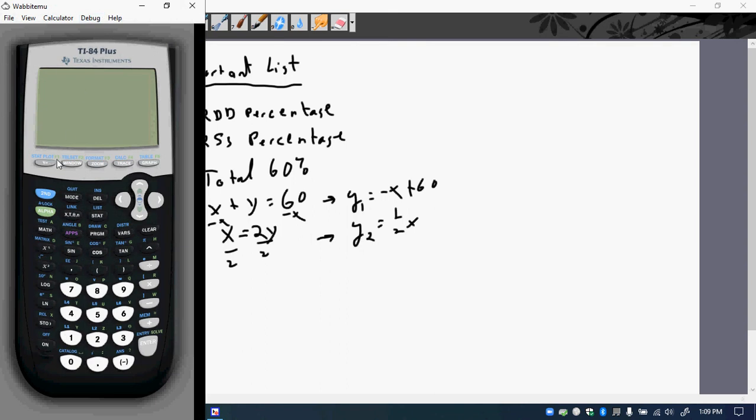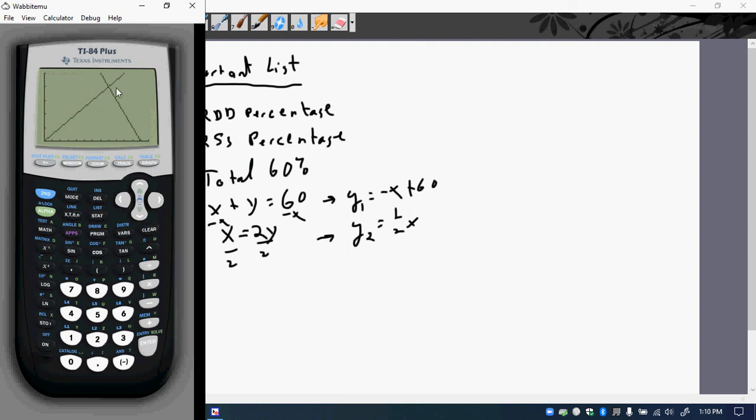So I'm going to go to Y equals, and I put them in, negative X plus 60, and then 0.5 X for the other one. And then I hit graph, and so here's my graph. For my window, since I knew it wasn't going to get bigger than 60, I went from 0 to 65. And then I saw that it's not going to get any higher than 25, so I went 0 to 25, count my 5s. So that's how I got this graph.